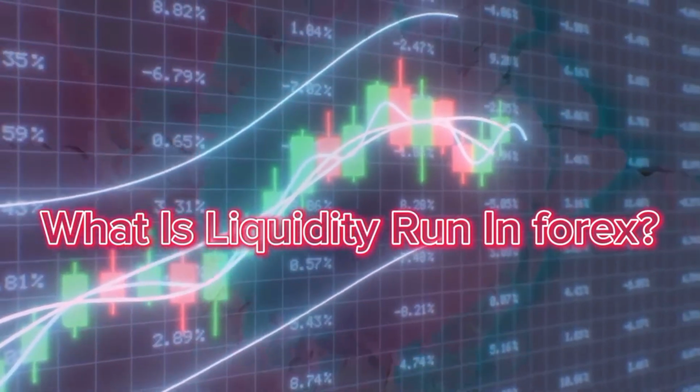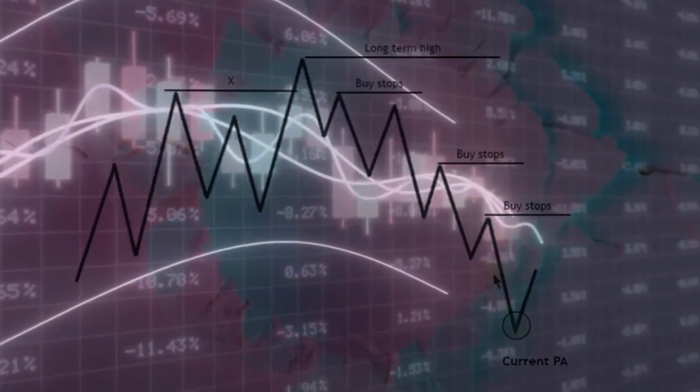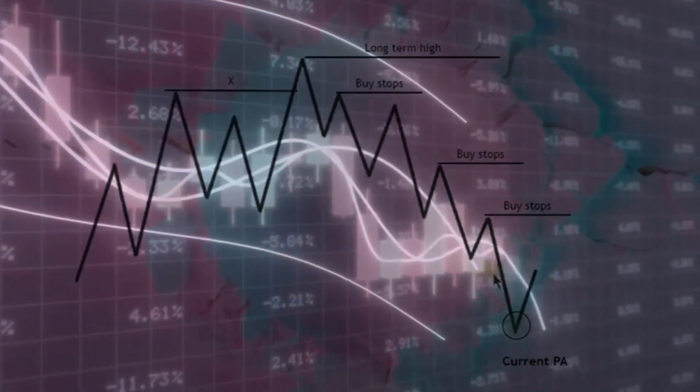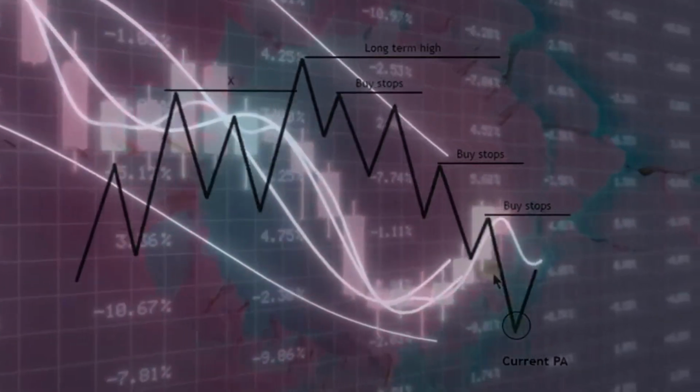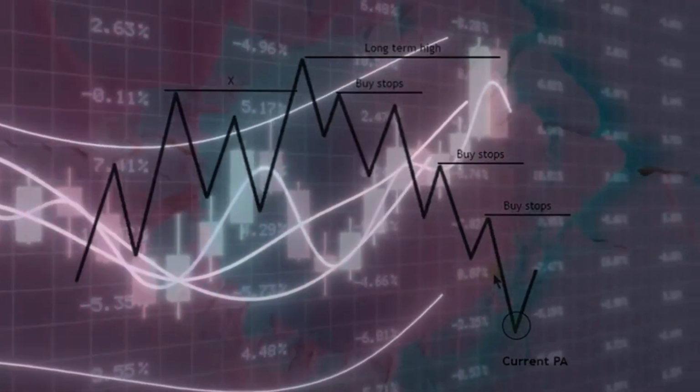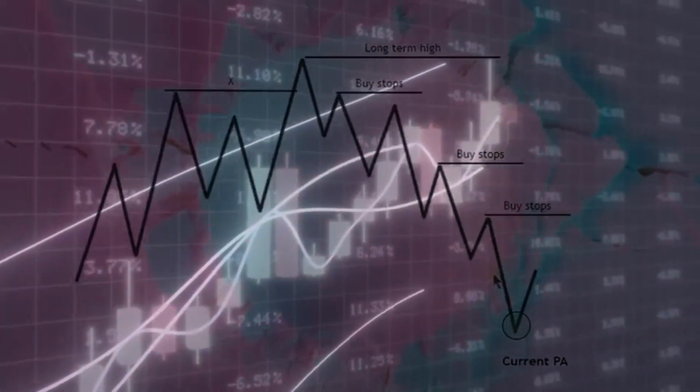High resistance liquidity run. A high resistance liquidity run is a scenario when price struggles to sweep out liquidity and takes a long time to reach an old swing high or swing low. This happens when a liquidity level is defended by many resistance levels.